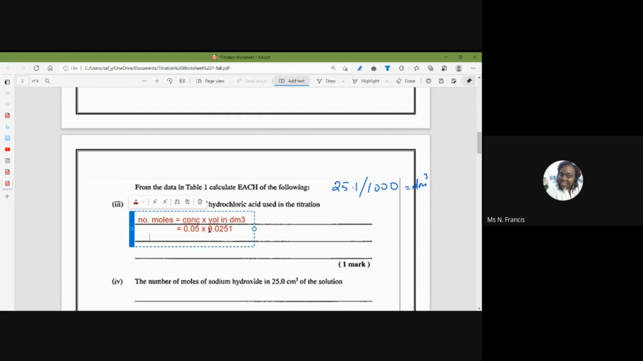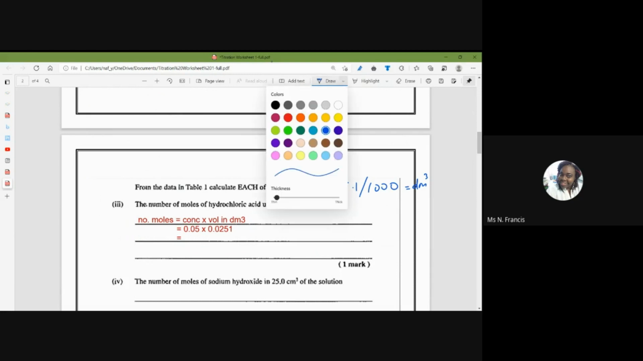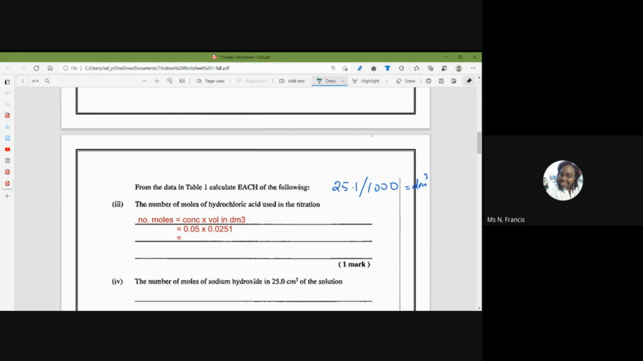0.0251. And remember, ladies, you can do this without a calculator. Yes, I know you're going to have access to your calculator, but remember, punching in numbers takes time. So all you have to do, my decimal point is right here, and I'm moving 3 spaces. 1, 2, 3, and I put the placeholder there. So sometimes you can do this without a calculator. All right, awesome. Now let's go. What would my answer be? 0.001255, and this is moles.